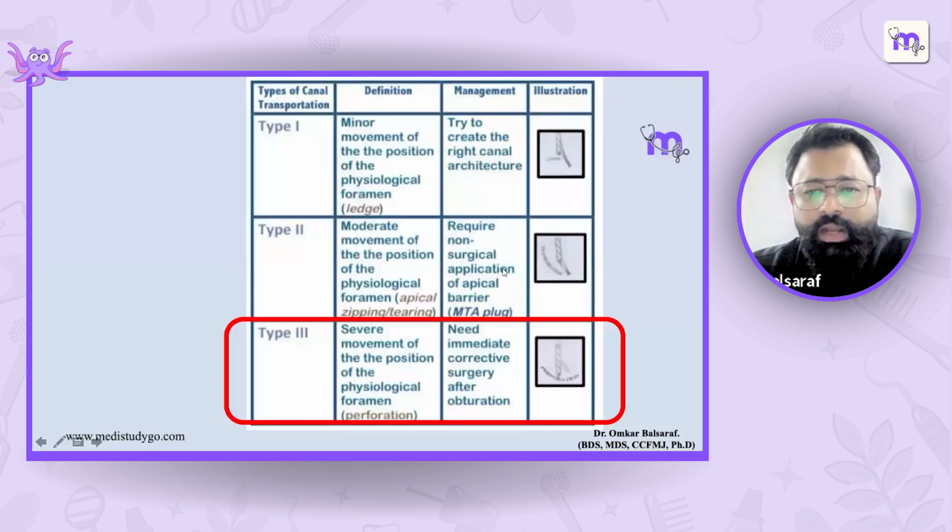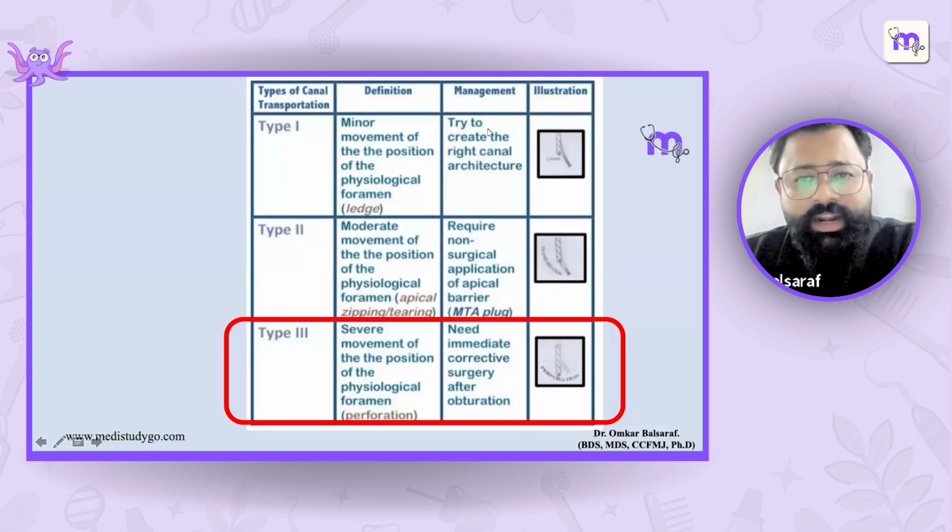So coming to canal transportation, there are three types. Type 1 is a minor movement of the position of the physiological foramen, also called a ledge. This is managed by trying to create the right angle architecture. If you are seeing here, you are just trying to miss out the canal. You are forming a ledge here.